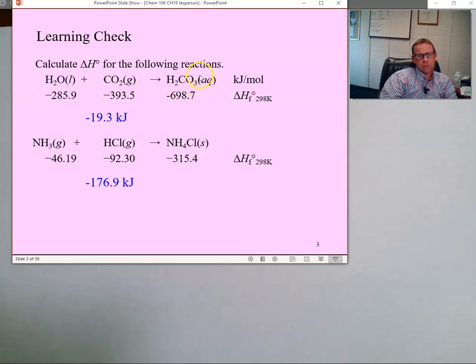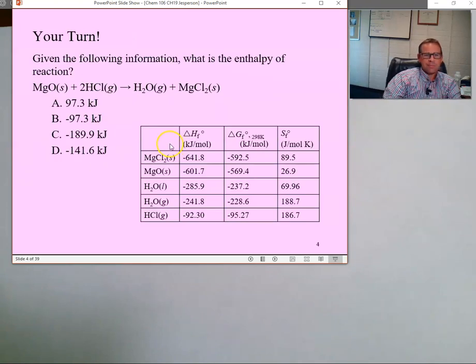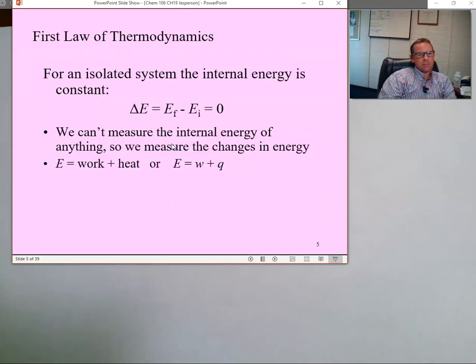These questions, we would take the delta H of formation of the products minus the delta H of formation of the reactants, and that would result in the delta H for this reaction, right? Same thing for any of these reactions. And we did some practice problems.